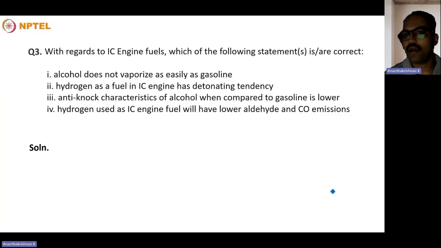So the options are: alcohol does not vaporize as easily as gasoline. Hydrogen as a fuel in an IC engine has detonating tendency. Antiknock characteristic of alcohol when compared to gasoline is lower. Hydrogen used as IC engine fuel will have lower aldehyde and carbon monoxide emissions.